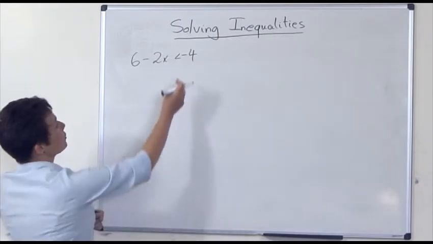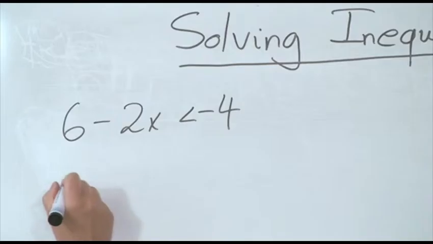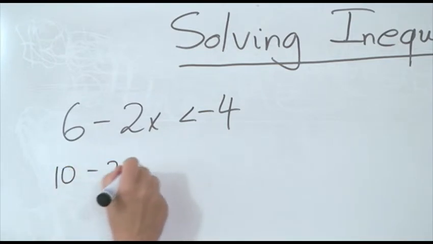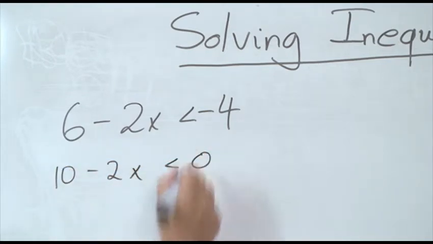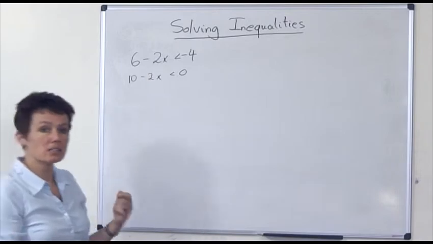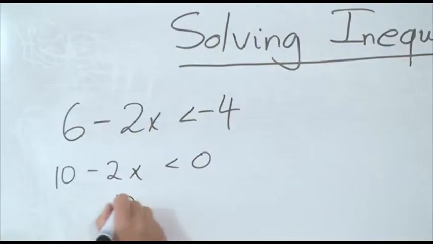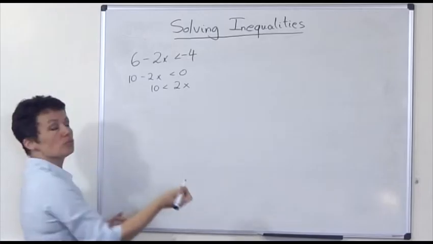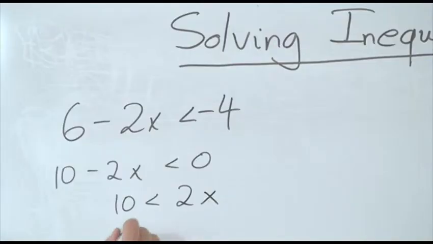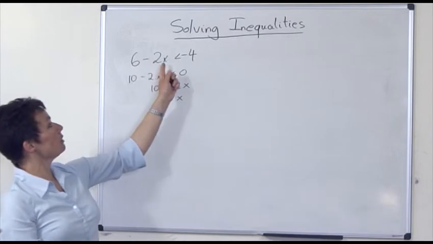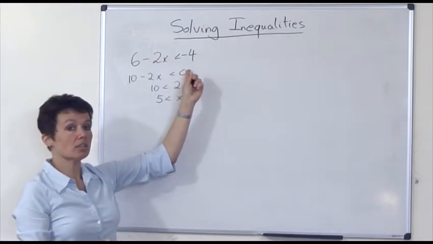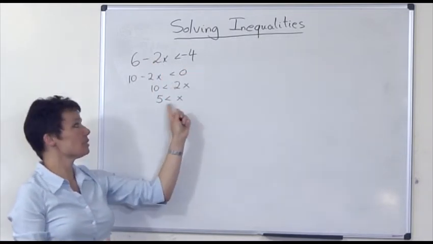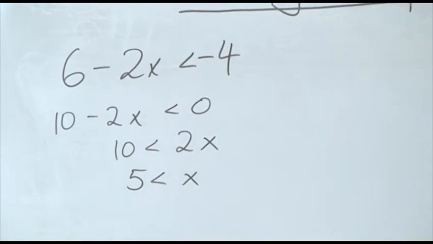So in this case, you would, for example, add 4 on both sides. You get 10 minus 2x less than 0. Then you would add 2x on both sides, and you get 10 less than 2x. And then you would divide by 2 and get 5 less than x. And so we see that all x satisfying this inequality are exactly those x which are greater than 5.